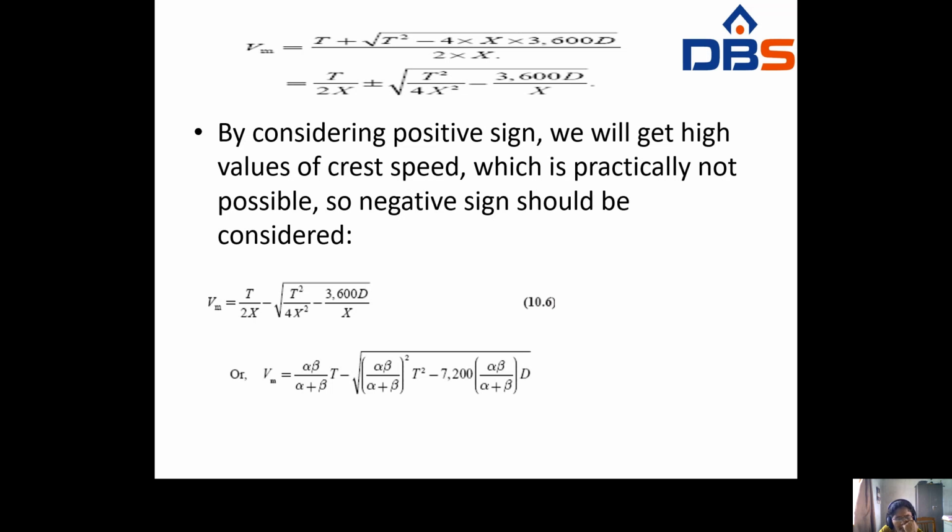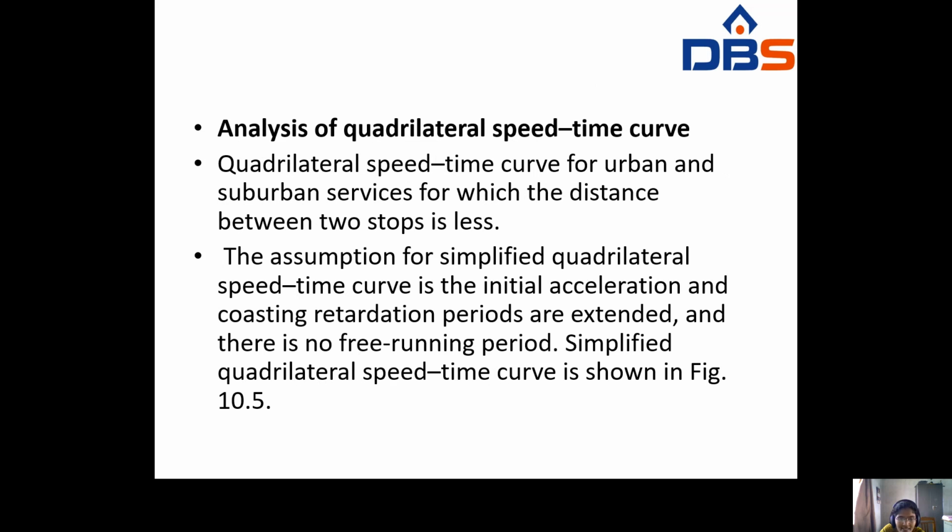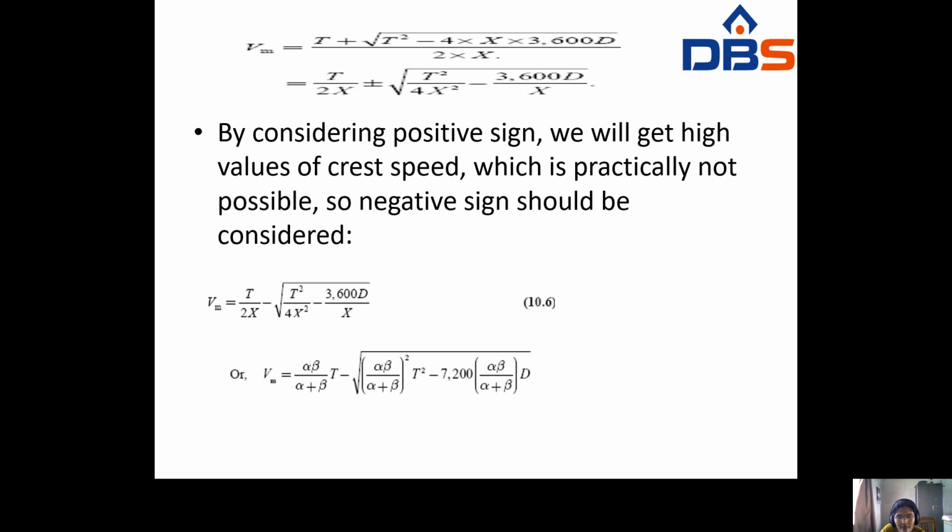Here also x square means alpha plus beta by 2 alpha beta, whole square. 2 square means 4, which cancels. So finally you get alpha beta by alpha plus beta, whole square, times t square. Then t square minus, here also x means alpha plus beta by 2 alpha beta. When it goes to the numerator it is multiplied by 2, so it becomes minus 7200 alpha beta by alpha plus beta into d. So this is the maximum speed attained by the train.